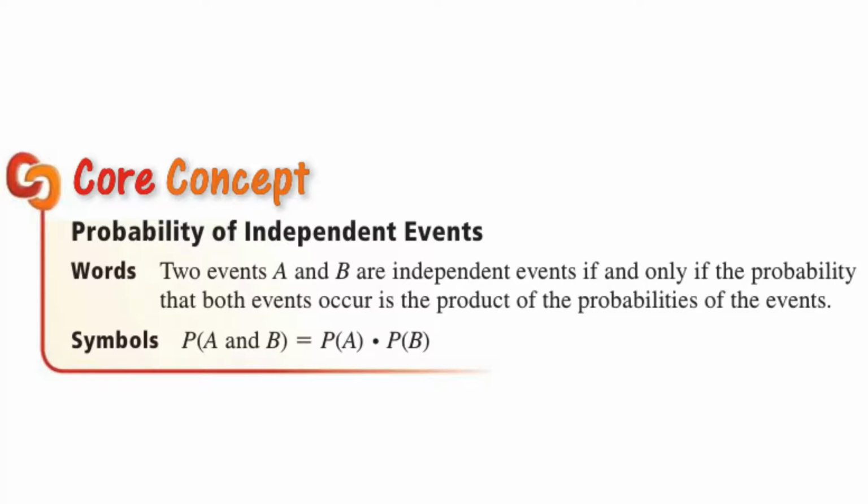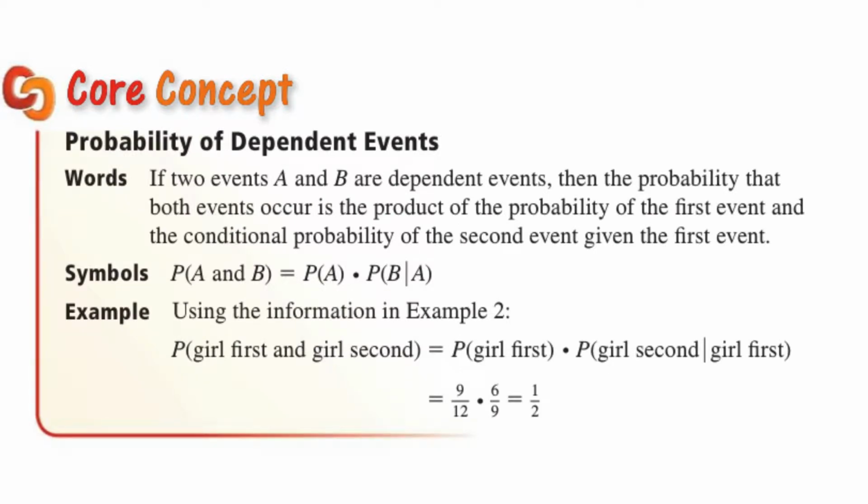So here's a core concept for independent events, and it just shows what it looks like with variables. Two events, A and B, are independent events if and only if the probability that both events occur is the product of the probabilities of the events. So you can see how P of A and B is P(A) times P(B), and they're independent, so A doesn't affect B.